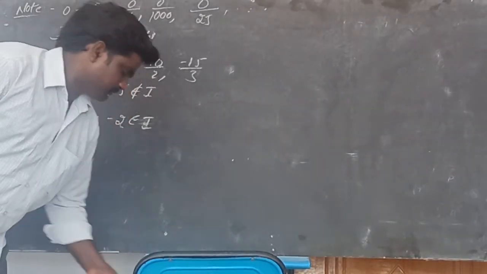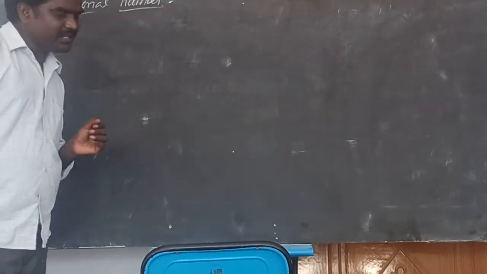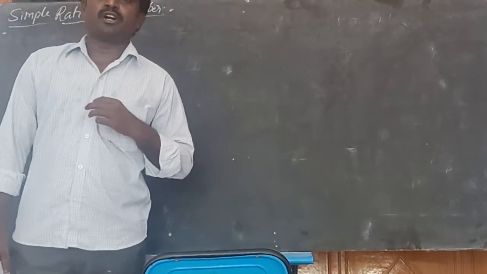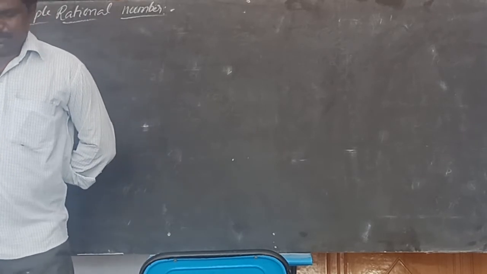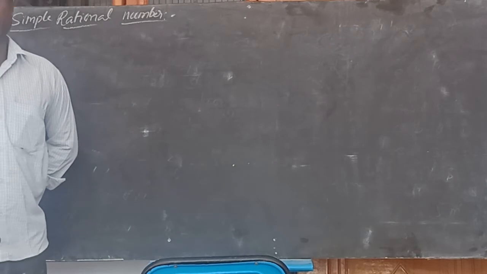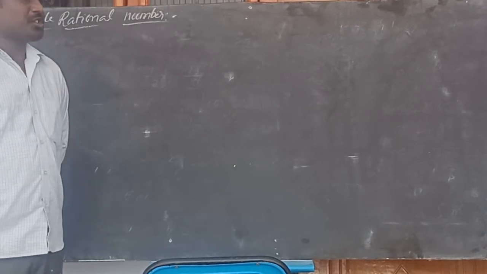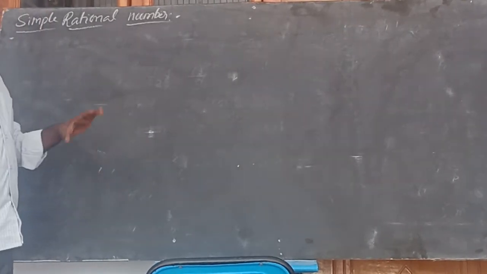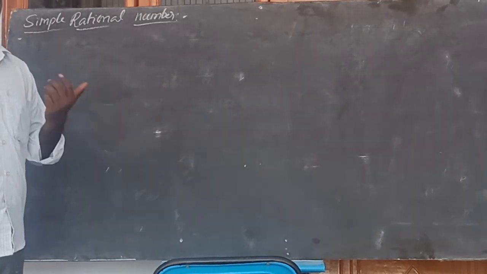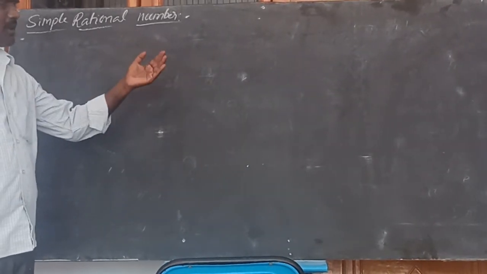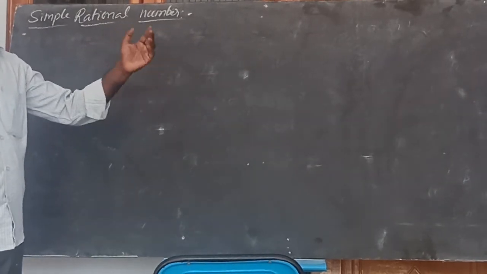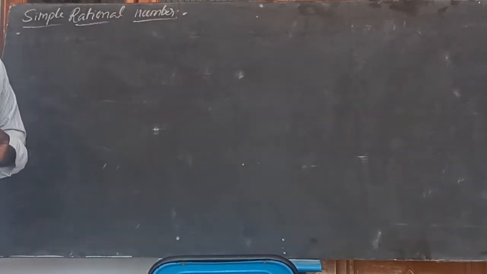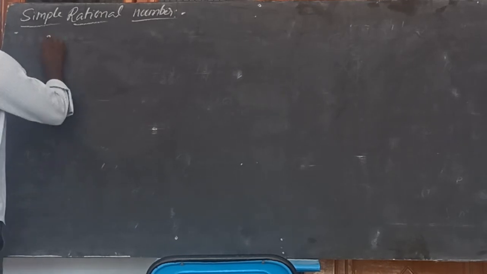So next one, simple rational number. What is called a simple rational number? A number which is in the form of P by Q, where P comma Q are co-primes and Q is not equal to 0. P comma Q are co-primes means their HCF is 1. Co-primes means what? If you take any two numbers, their HCF is 1. Those numbers are called co-primes.